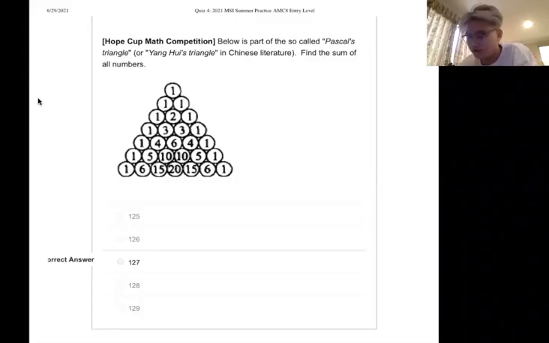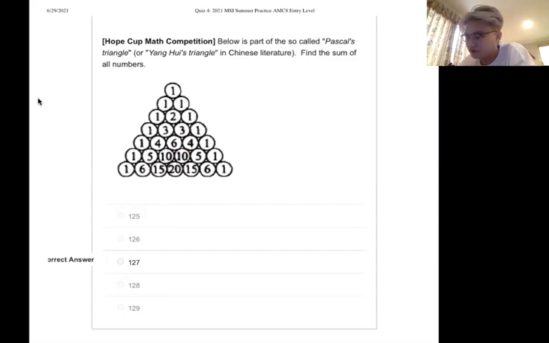Now let's move on to question number 3. It's a question from the Hope Cup math competition. Below is part of the so-called Pascal's triangle, or in Chinese, 杨辉三角. Find the sum of all numbers. For this question, we just need to find the pattern of the sum of each row.